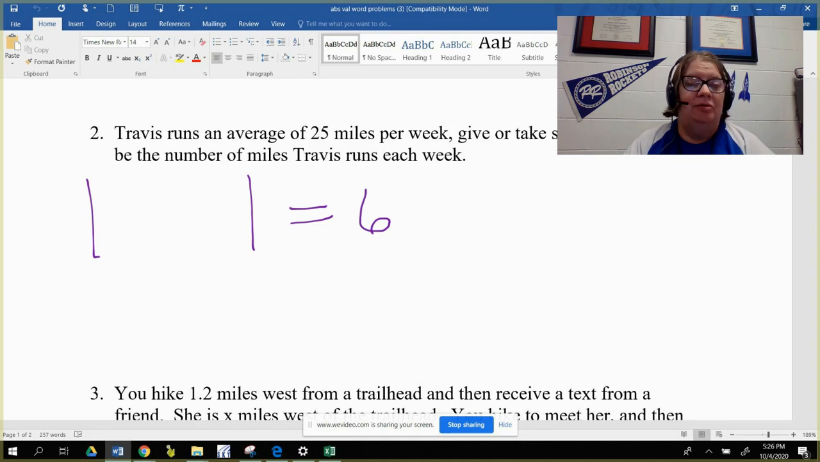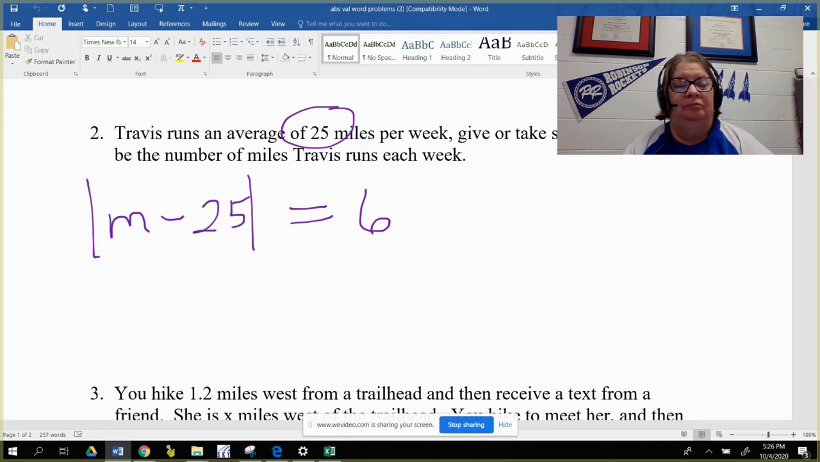Inside the absolute value is the difference between the number of miles Travis runs and the average, which is 25. Where'd the 6 come from? That's the give or take. That means he might run as many as 6 more than the 25, or he might run as few as 6 underneath that 25. So the M is the number of miles he runs, 25 is his average, and the number of miles he actually runs might be as many as 6 over or as few as 6 under.